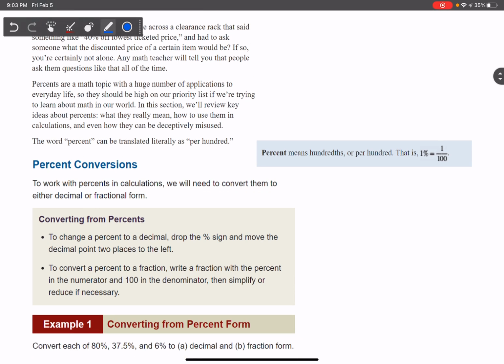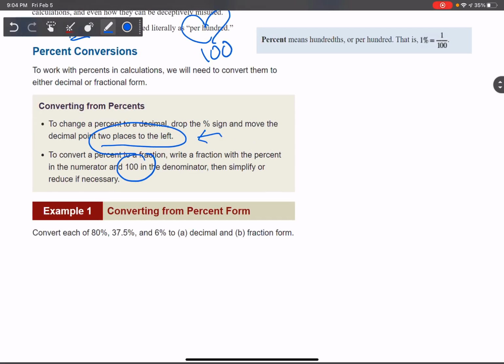To change a percent to a decimal, we drop the percent sign and move the decimal 2 spots to the left. And then to convert a percent to a fraction, we write a fraction with the percent in the numerator and 100 in the denominator. The reason we do that is because percent means per 100. I teach my students the percent sign looks like a 1 and a 0 and a 0. So percent means per 100. Therefore, when we go to write the fractions, we can just put it over 100.